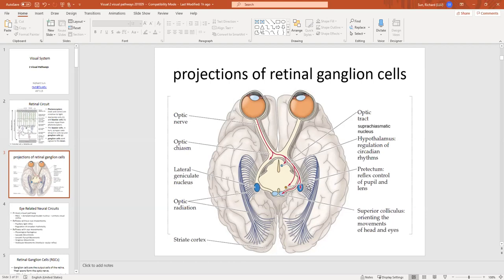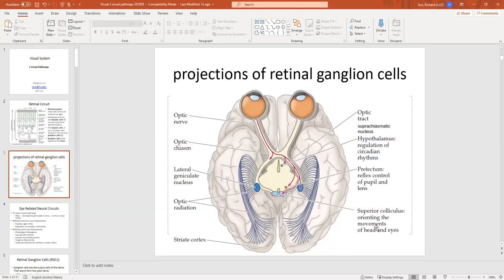Then actually, the majority of these RGC axons project to the lateral geniculate nucleus, or LGN for short. And from here, we can see that fibers project into the striate cortex, the primary visual cortex. In addition, some of these axons project into the superior colliculus. This is the nucleus that controls our eye and head movement. So when we pay attention to one thing, we're not just moving our eyes, we move our head too.